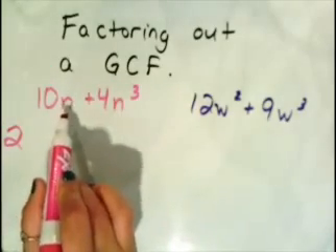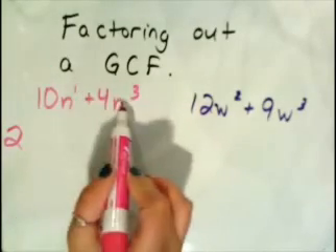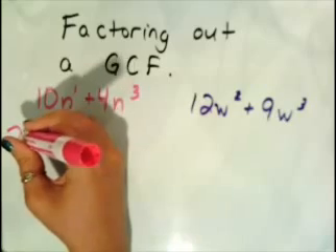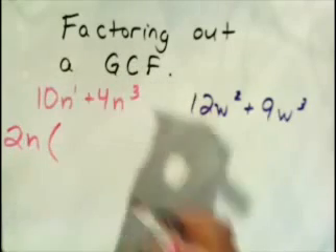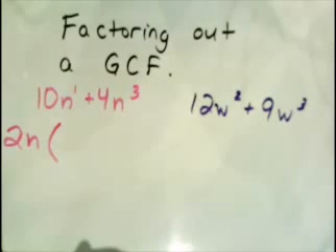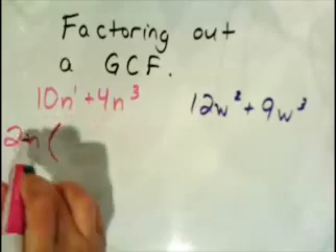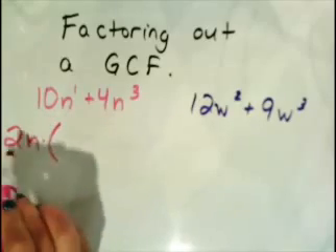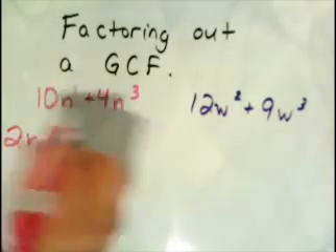And it looks like they also have an n in common, right? This one only has 1, and this one has more than 1. So that means we can get at least one n out of both of them. Then I want to ask myself, since it's like the opposite of distributing, what did this look like before I factored out the 2n? So 2n times what would give me this?